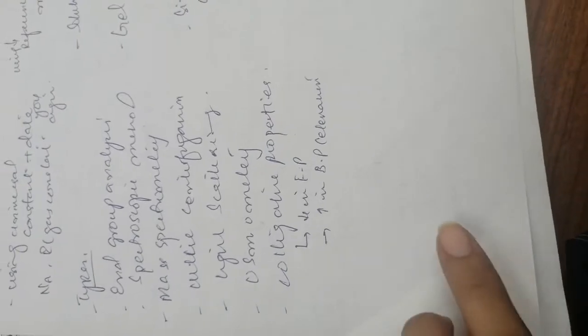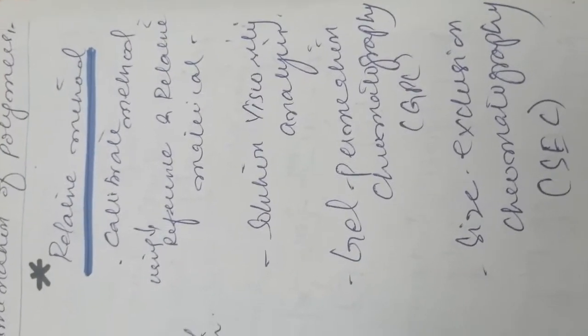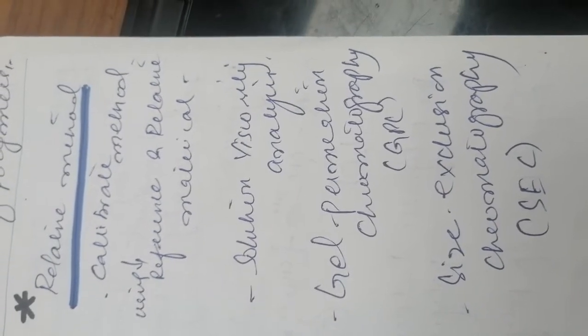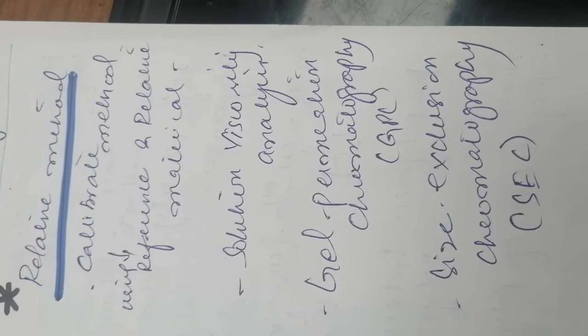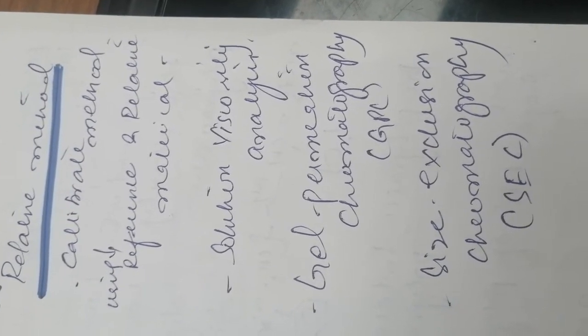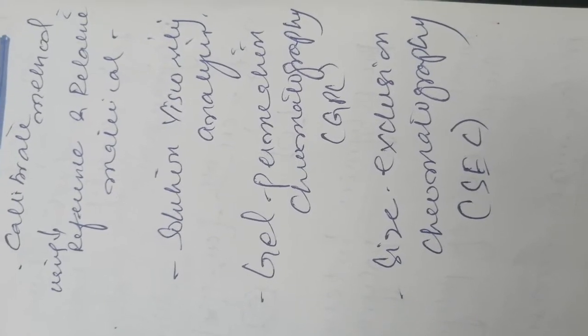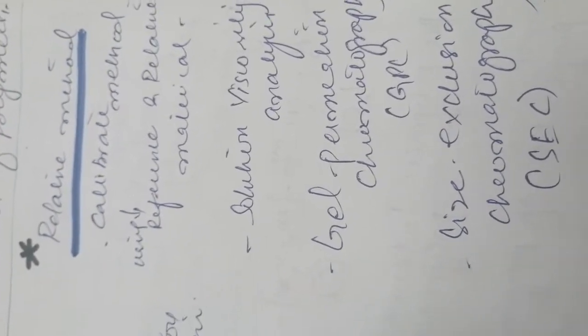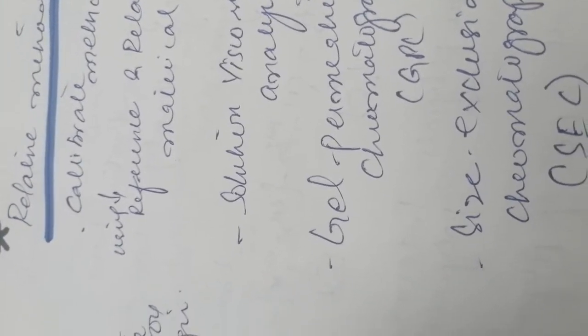Okay, if you consider the relative method, in the relative method we again have different types to determine the molecular mass of a polymer. Number one method is solution viscosity analysis. Second one is gel permeation chromatography, which is called GPC. And then we can use size exclusion chromatography, which is called SEC, to determine the molecular mass of polymers, right? Okay, now I will explain each method one by one.